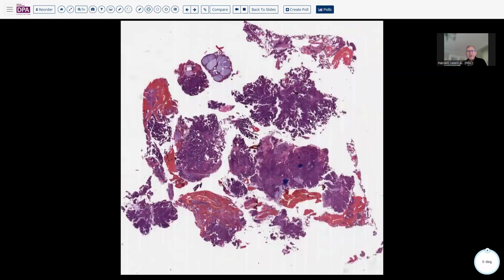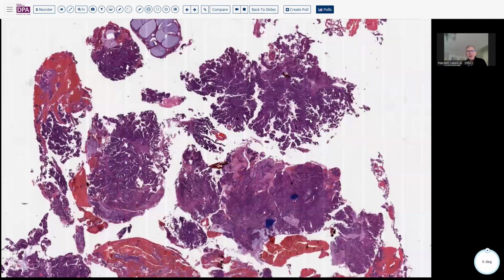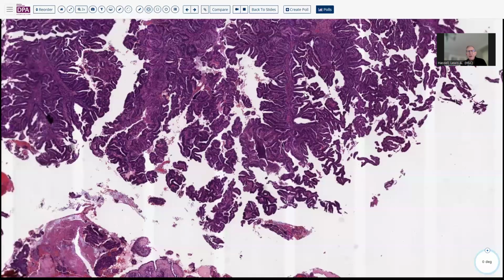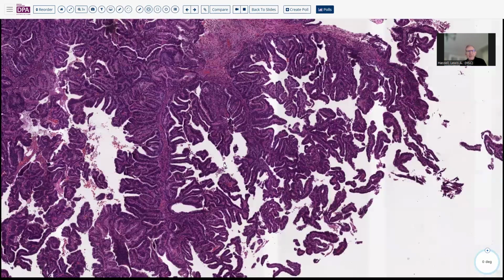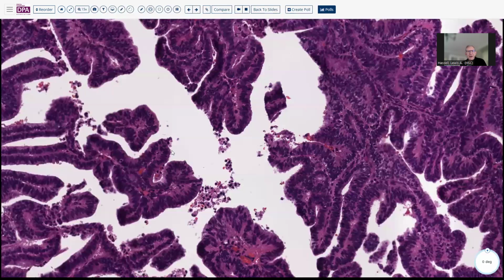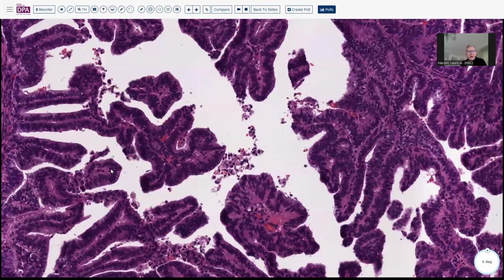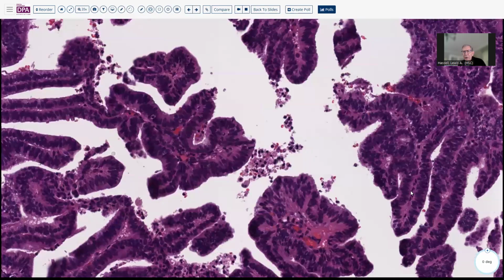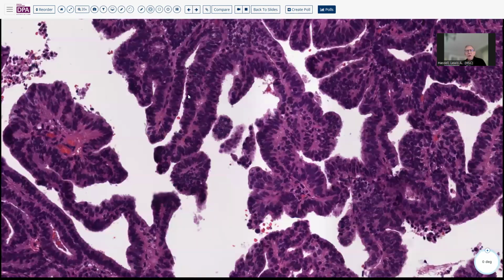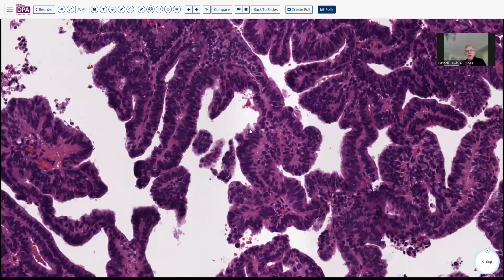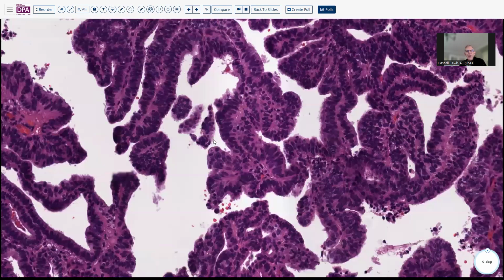So let's take a look at an example. And here you can see a high degree of architectural complexity. You can also appreciate the hyperchromasia that's associated with this neoplasm. And I guess we can't see the nuclear atypia really well because of the high degree of staining here, but the NC ratio is significantly altered.